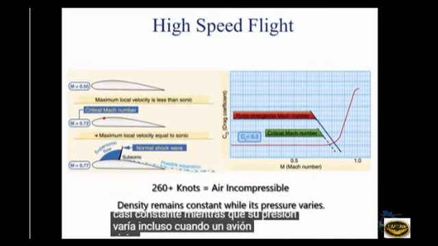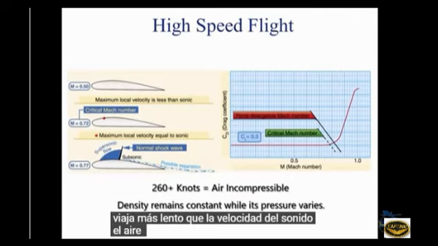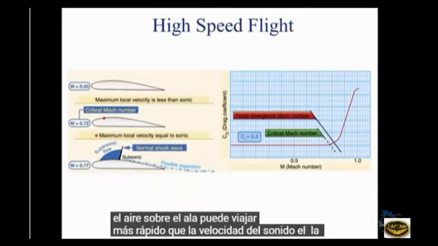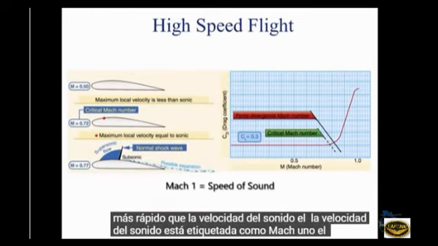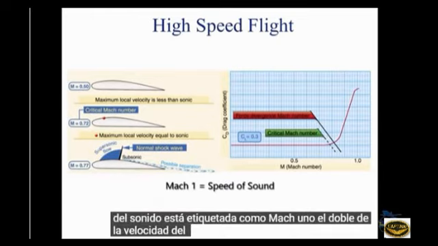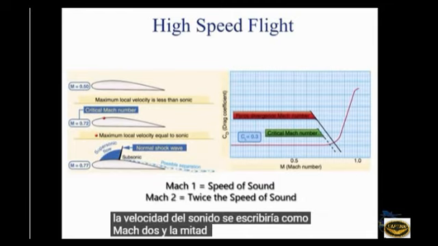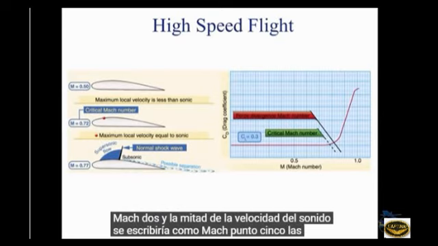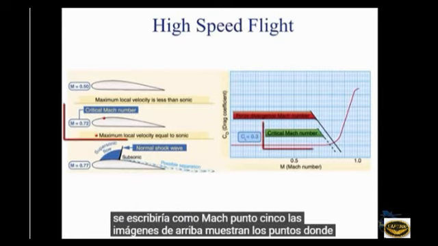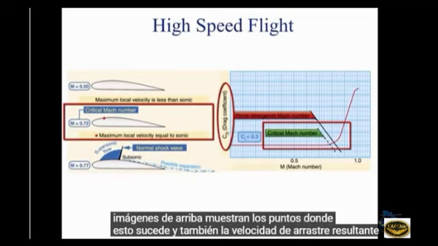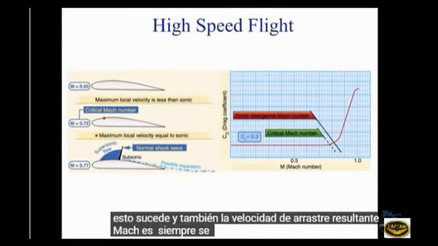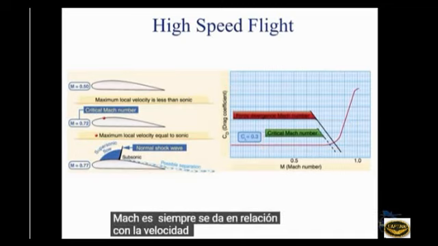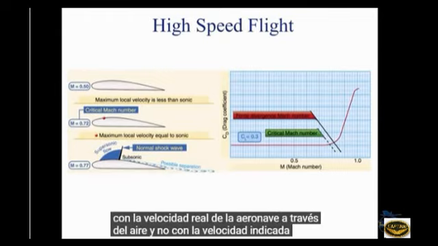Even when an aircraft is traveling slower than the speed of sound, the air over the wing may be traveling faster than the speed of sound. The speed of sound is labeled as Mach 1. Twice the speed of sound would be written as Mach 2, and half the speed of sound would be written as Mach 0.5. The above pictures show the points where this happens and also the resulting drag. Mach speed is always given in relation to the aircraft's actual speed through the air and not the indicated airspeed.